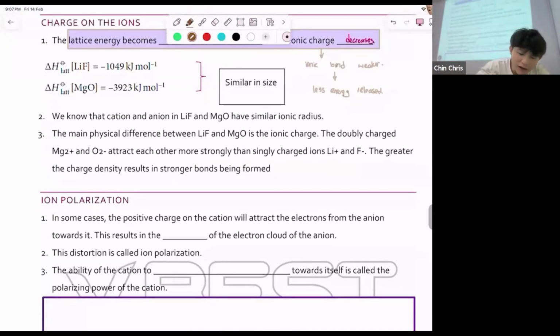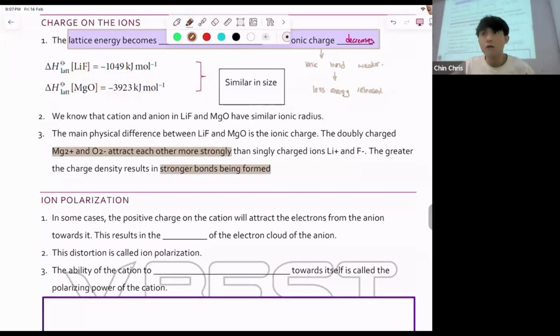So again, you see, the value of MgO is way higher. LiF is 1000 plus, MgO is 4000 plus. You see, they have similar radius, similar size. Just that Mg2+ and O2- attract each other more strongly. Why? Because high charge, right? So stronger bond is formed.